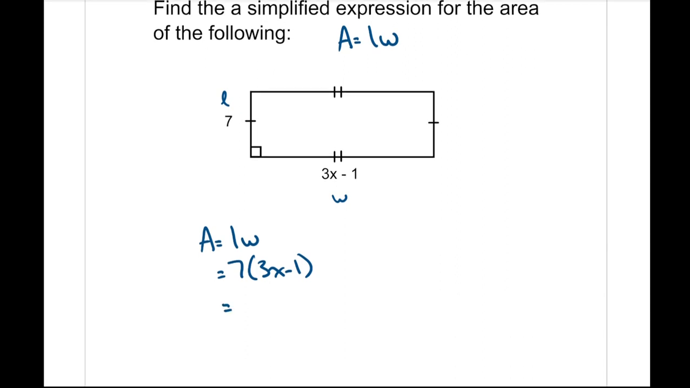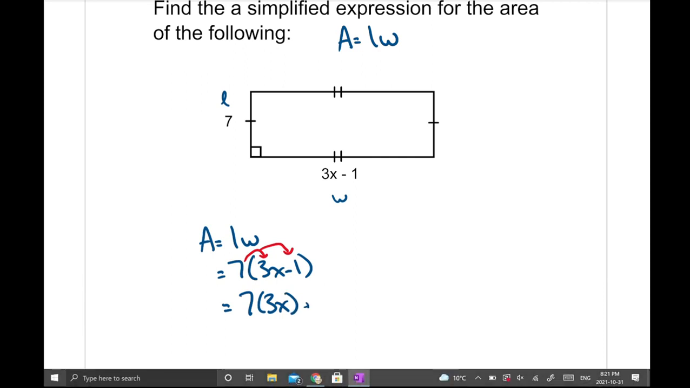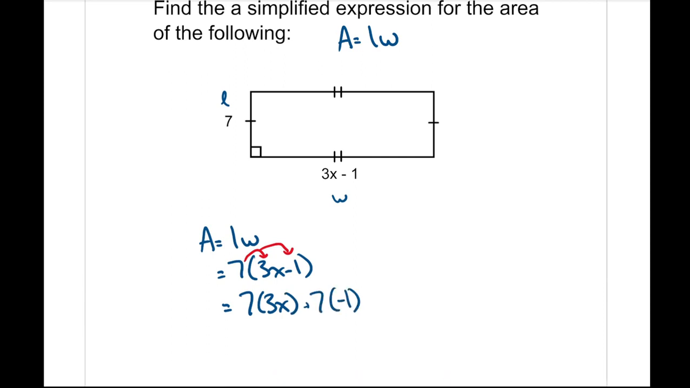This is a straightforward distribution question like we've done previously. This 7 needs to multiply to everything inside the brackets. So 7 times 3x plus 7 times negative 1. Again, you don't need to show this step. I'm just kind of showing how we get there. We end up with 21x minus 7. There are no like terms, so I don't need to simplify anything further. So I am done.